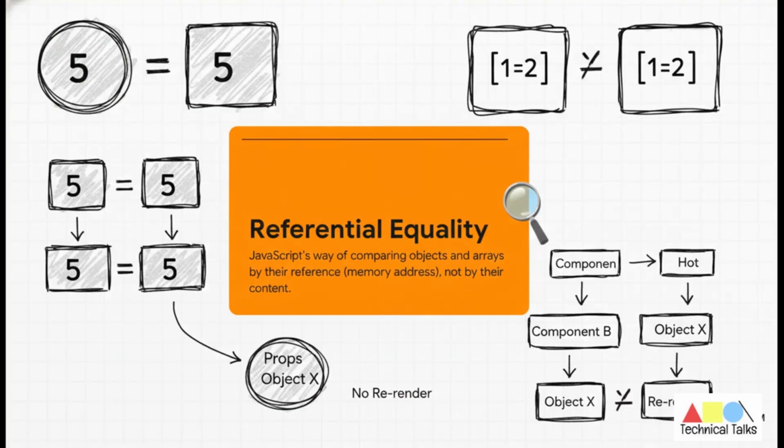This is a concept called referential equality, and it's fundamental to how JavaScript works. Think of it like this. For a number, JavaScript asks, what is your value? But for an object, it asks, where do you live? It compares their home address in memory, not the furniture inside. So if two objects don't share the exact same address, as far as JavaScript is concerned, they are complete strangers.